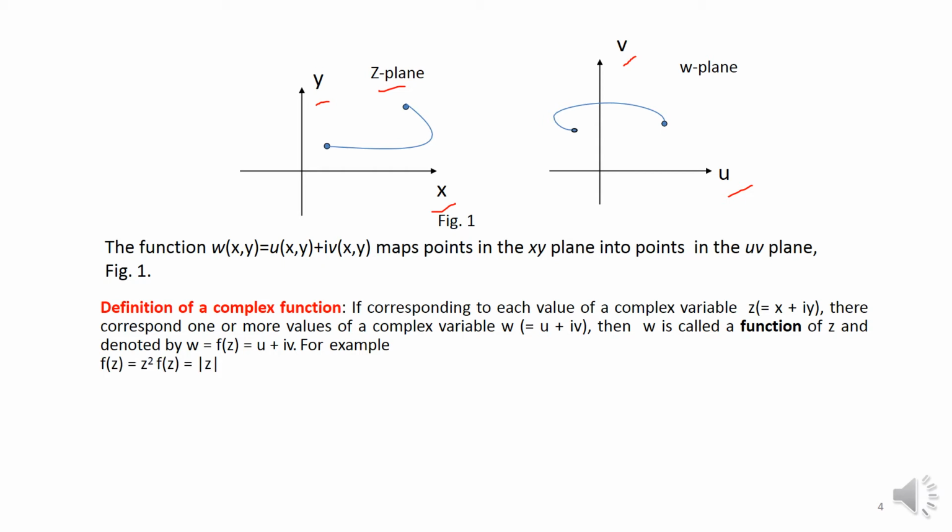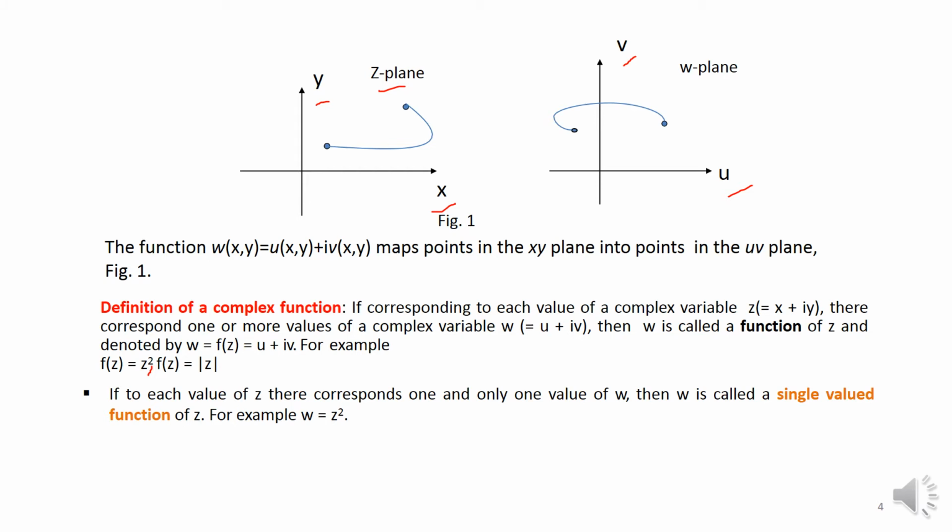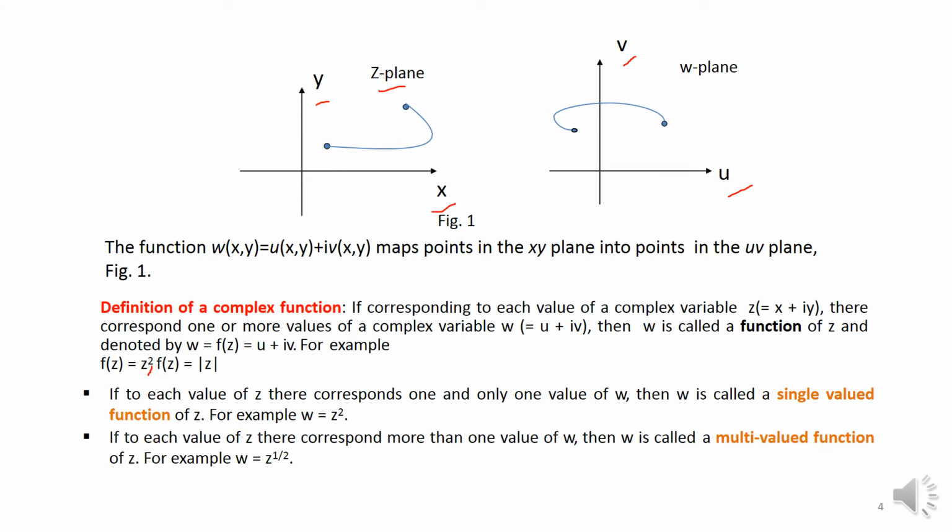For example, we have f(z) = z², and this is our second example, f(z) = mod z. So these are the examples. If to each value of z there corresponds one and only one value of w, then w is called a single-valued function of z. For example, w = z², which is equal to f(z), of course.